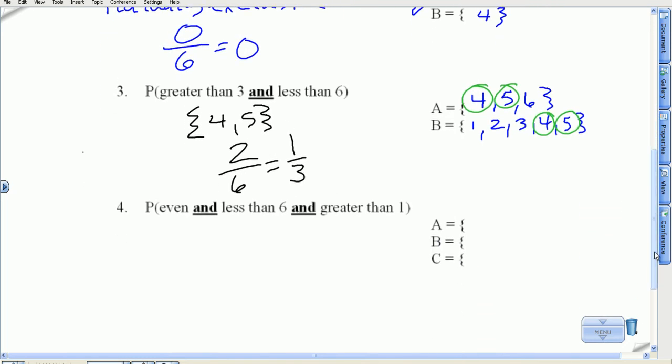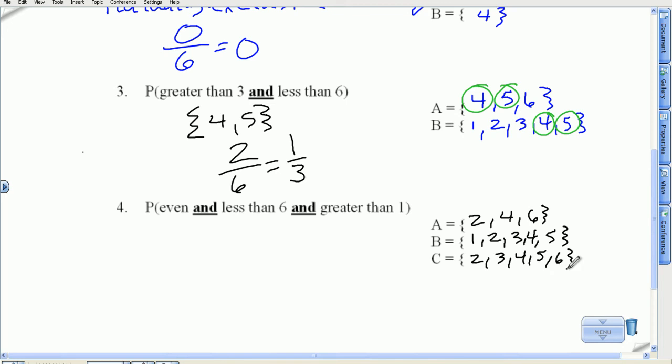Example 4 here. Even and less than 6 and greater than 1. Oh boy. Well, let's list our evens. 2, 4, and 6. Less than 6: 1, 2, 3, 4, and 5. Greater than 1: 2, 3, 4, 5, and 6. Anything in common in here?